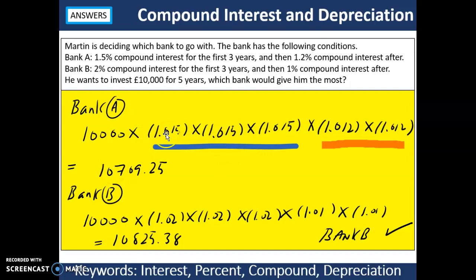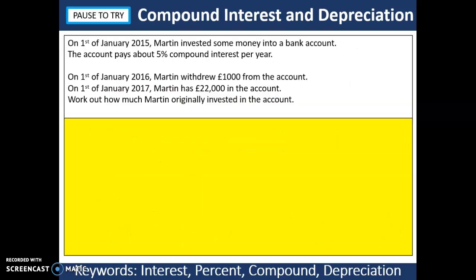As I was saying before, you can do this separately. You don't have to do it as a number to the power of number of years. It doesn't really matter, it's entirely up to you. So in bank B, same idea. Because it's 2% for the first 3 years, 1, 2, 3, and then 1% for every other year, 1, 2, you do your calculation, job done. Comparing the two, bank B is better. Okay, this is our last one. It's slightly harder, and you need to think backwards. So I'll let you have a go at it, and I'll tell you the answer.